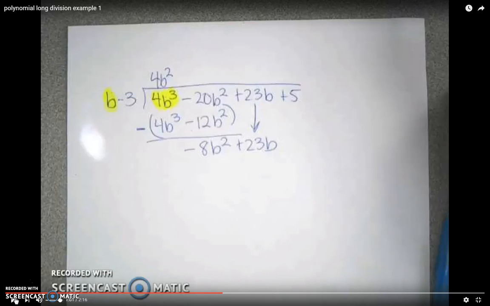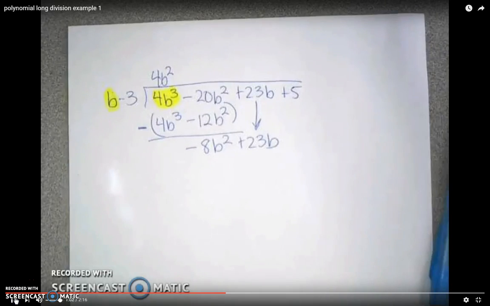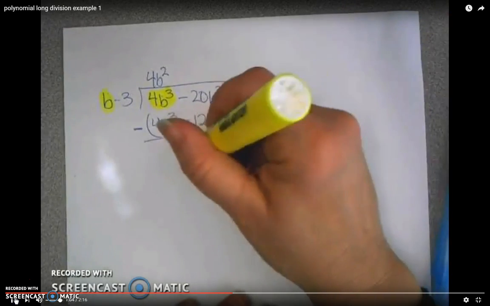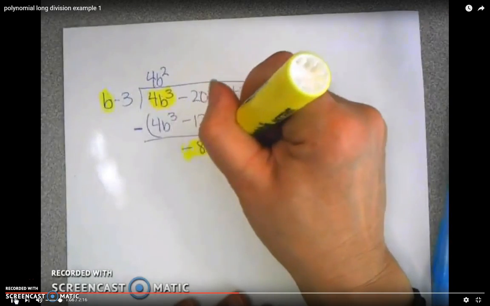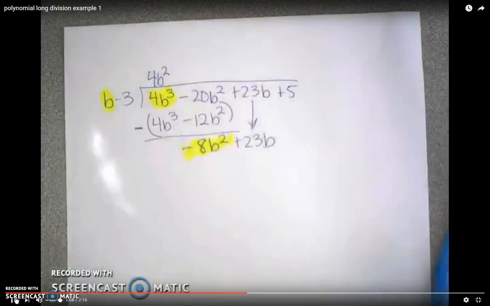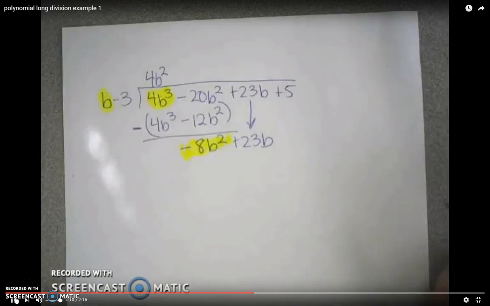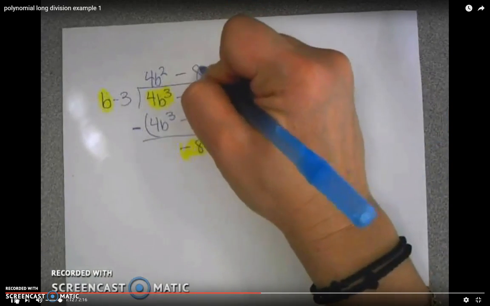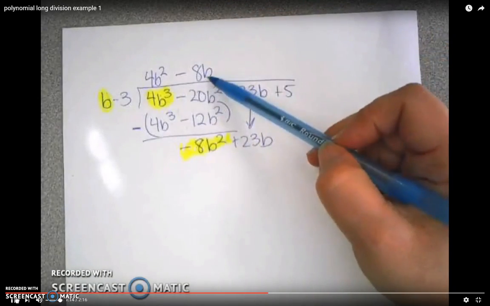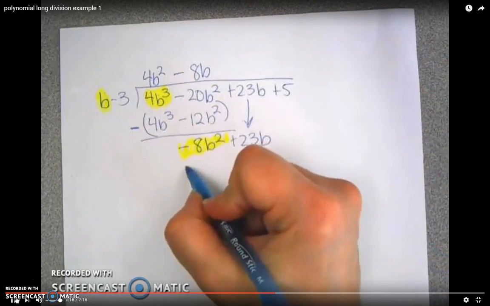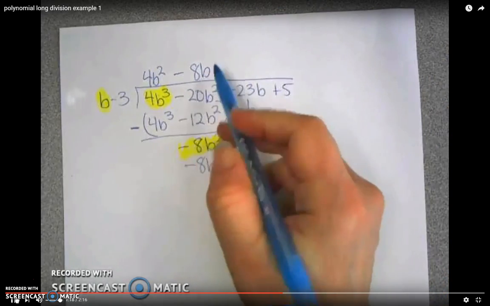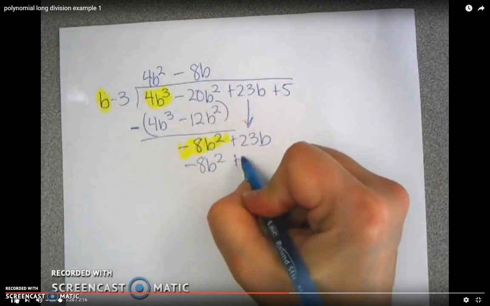and I'm going to start all over again to see what I need to multiply with b in order to get the negative 8b squared. What do I need to multiply? It'll be negative 8b. So now I'm going to distribute negative 8b with b and with negative 3.